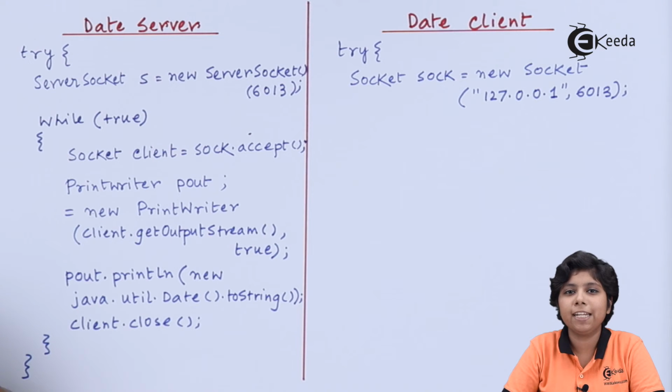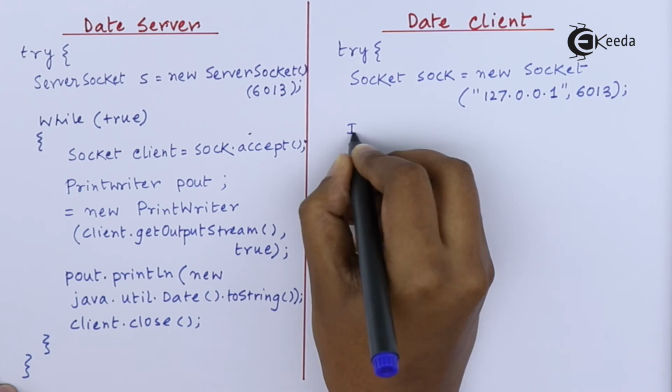First, we are creating an instance sock of the class Socket to connect to the 127.0.0.1 IP address along with the port number 6013. After that, we will get the input stream reader and output stream reader, through which the current date and time from the server can be displayed to the client program.